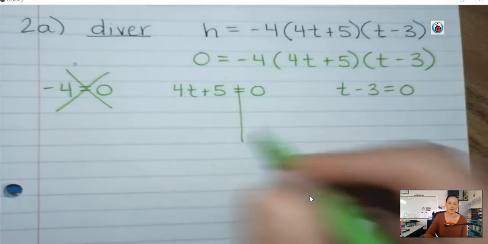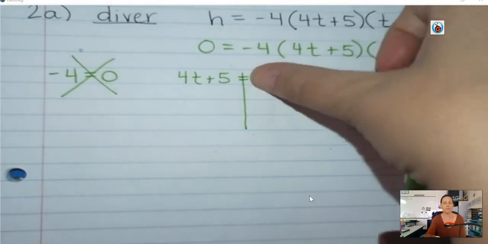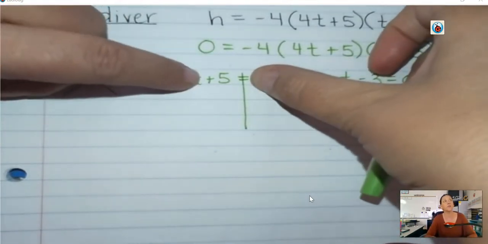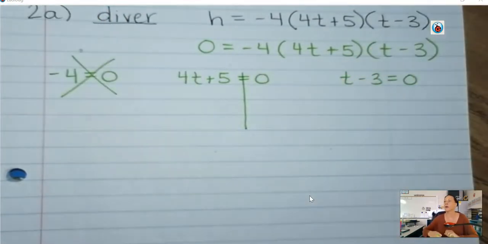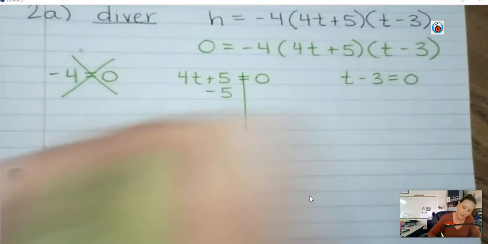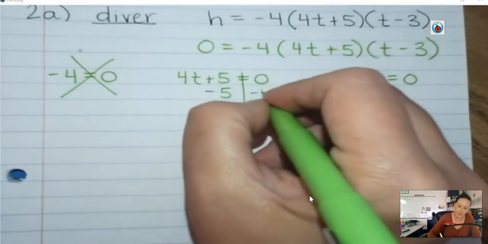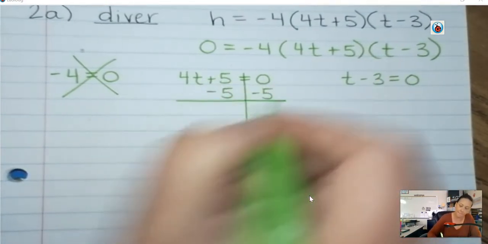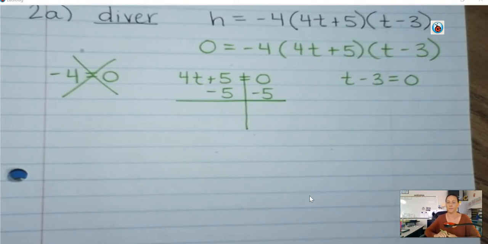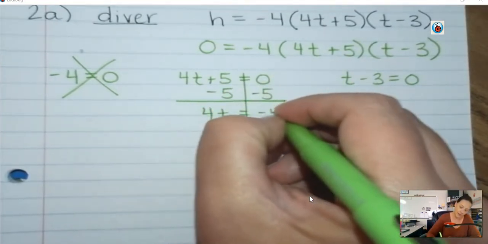Okay, we can solve this one. Look at the side that has the variable. We have to get rid of the other term first. So go ahead and get rid of positive 5. Instead of adding 5, you're going to subtract 5. If you subtract 5 from one side, do it to the other side. So I have 4t equals -5.